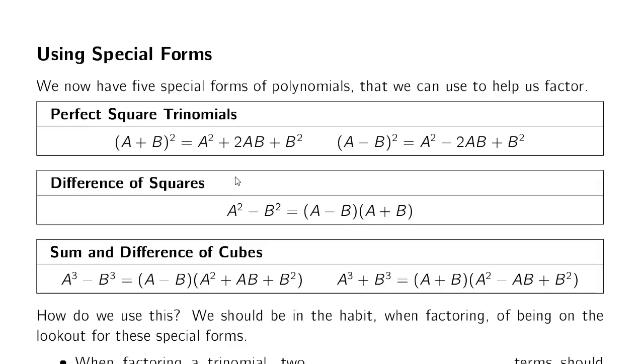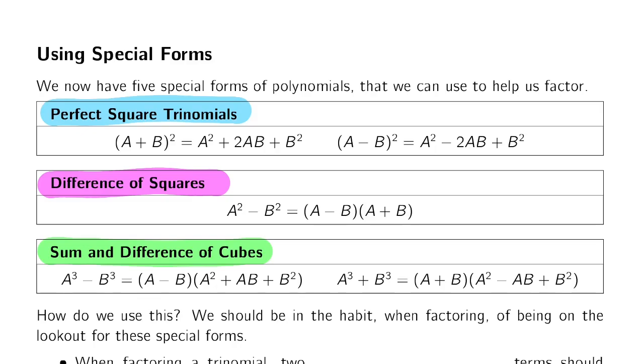So we have just developed 5 special forms to be used in multiplying polynomials, but especially in factoring polynomials. We have 2 forms of perfect squares, we have a difference of squares, and then we have a sum and difference of cubes, right? So 5 special forms. How do we use these when we come to factor?